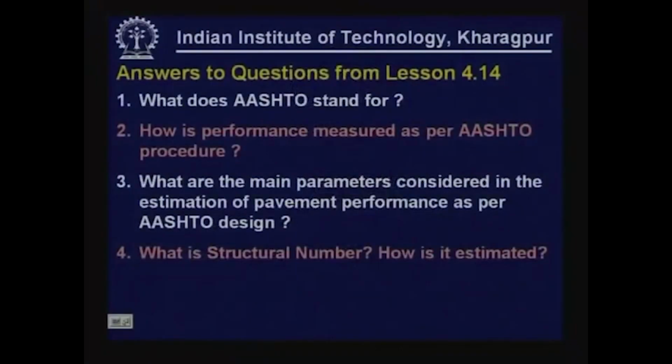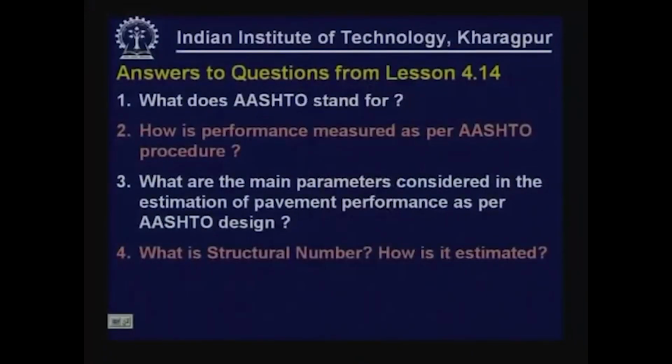What are the main parameters considered in the estimation of pavement performance as per AASHTO design? This is a question which refers to the AASHTO performance equation, which correlates the number of repetitions of standard axles, that is W18, that the pavement can serve satisfactorily. So, the parameters that are considered significantly are resilient modulus value of the subgrade, loss in serviceability delta PSI, reliability factors and terminal serviceability index. These are the important parameters selected.